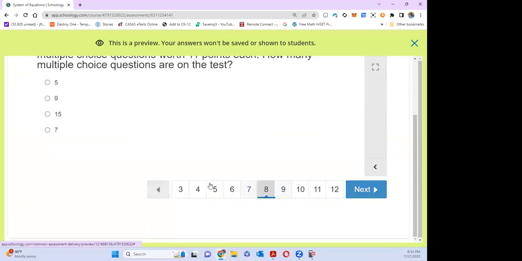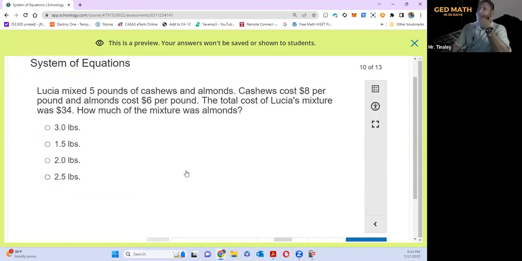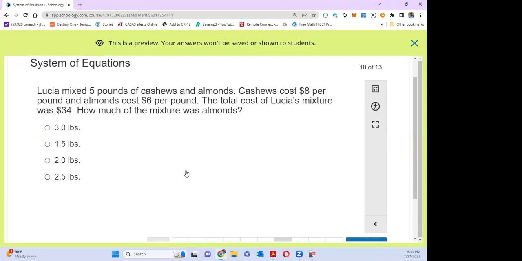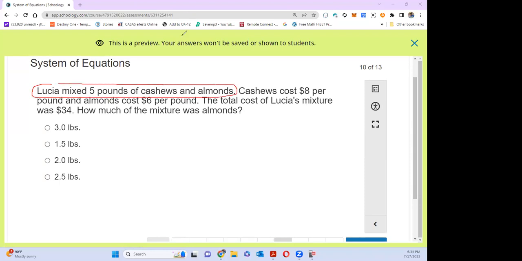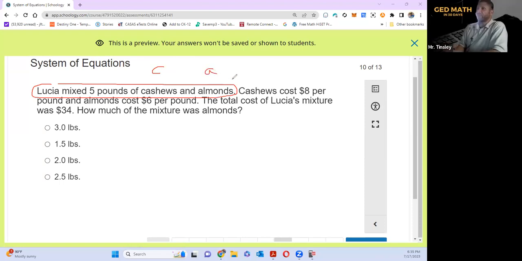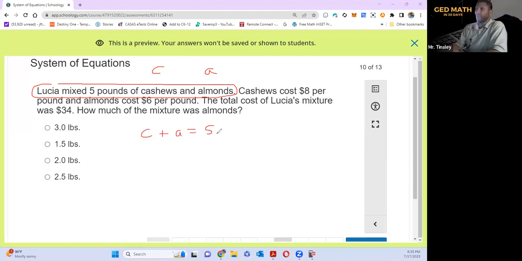Yeah, I think it's on that one right there. That's it. So we're going to call C cashews and A almonds. So we know C plus A equals 5. That's our first equation.